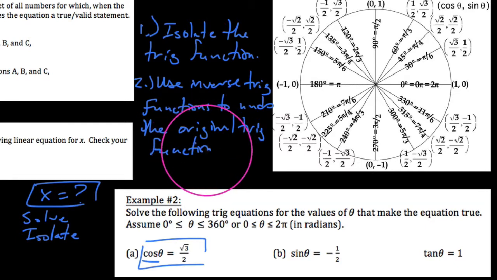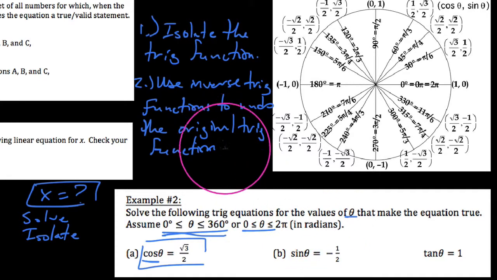So for example, in this first equation, it says solve the following trig equations for the value of theta, or the angle that makes the equation true, and assume, by the way, that your angle is between 0 and 360 degrees. What this means is we don't have to rotate. Say I have my unit circle up here. We don't have to go over one full rotation and name all of the angles in this case. And this is also between 0 and 2 pi if you're doing it in radians.